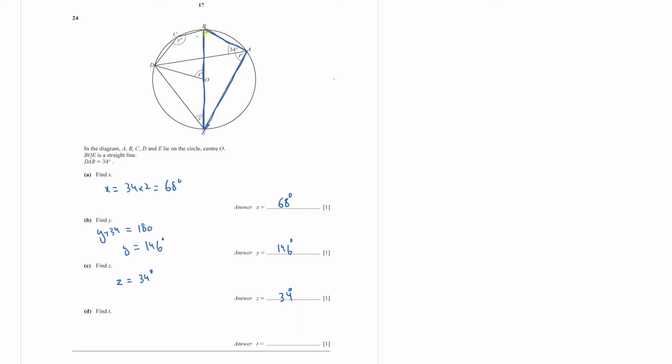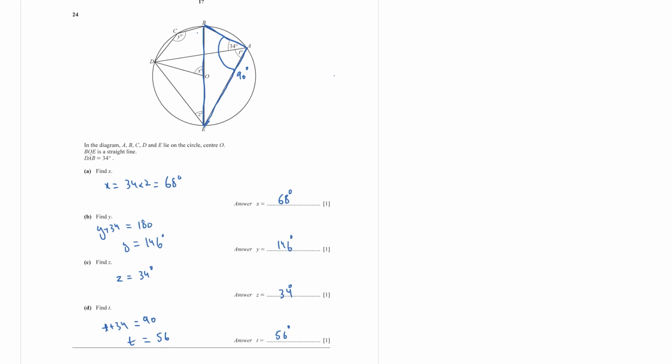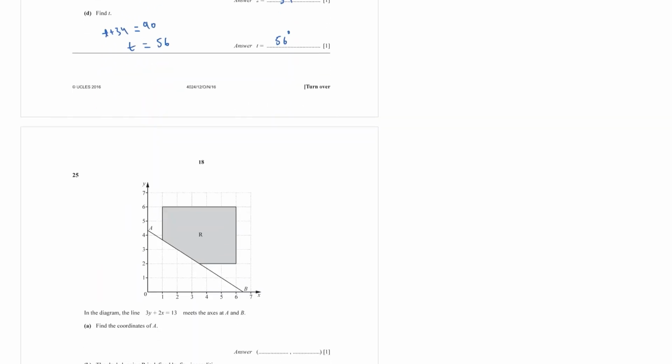diameter. So we know any angle subtended in a semicircle from the diameter of a circle is 90 degrees. So this angle, this full angle, is actually 90 degrees. So T plus 34 will be equal to 90. So T would be 90 minus 34, which is 56. So T would be equal to 56 degrees. So let's move on to the next question.